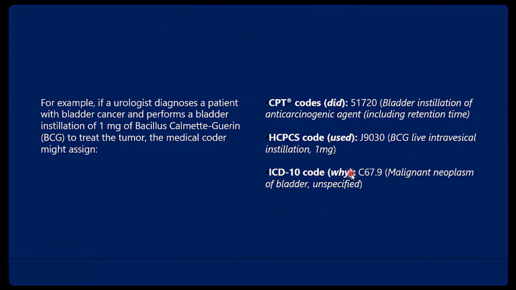So once again I'll read it. A urologist diagnoses a patient with bladder cancer, performs a bladder instillation of 1 mg Bacillus Calmette-Guérin, that is BCG. It is a drug which is used to treat the tumor, right? So he is using a drug. For that drug we will code it using the HCPCS book level 2.